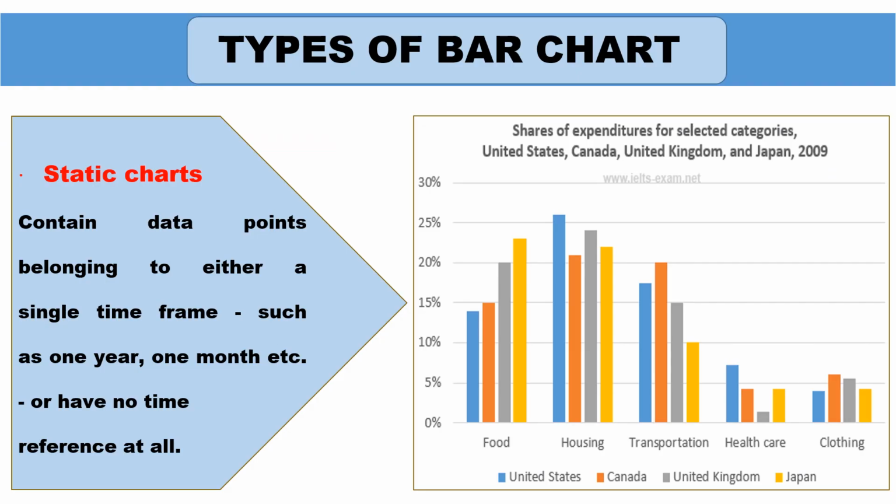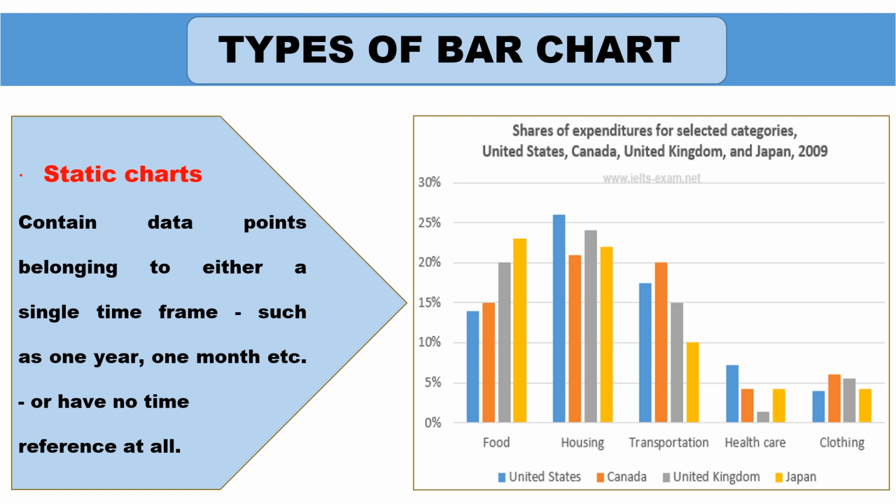Let's look at the static chart first. A static chart either contains data points belonging to a single period, like it can be for 1 year, 1 month, 1 week, like that. Or there is no time reference at all, no time is mentioned. So when you read the question and you find the time period for only 1 month, 1 year, or 1 week, it is a static bar chart. And if you don't see any time reference, then also it is a static bar chart.